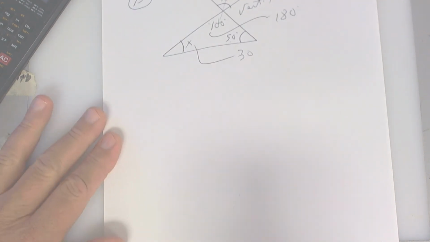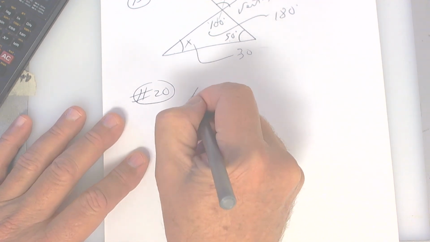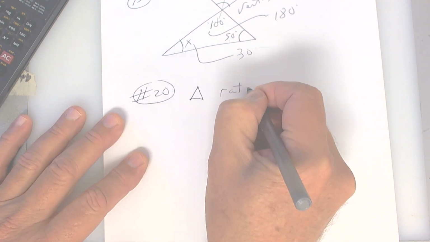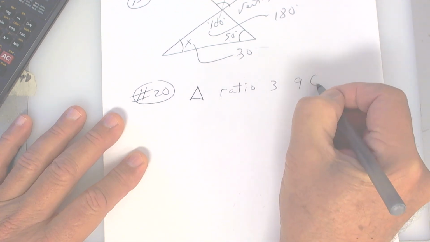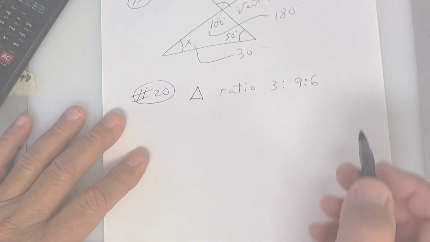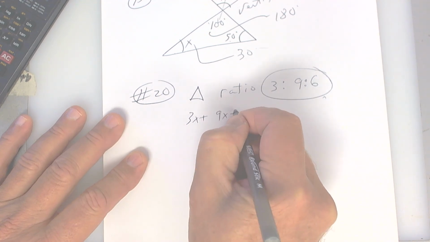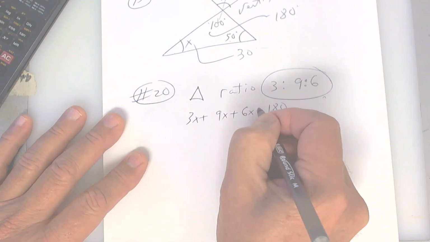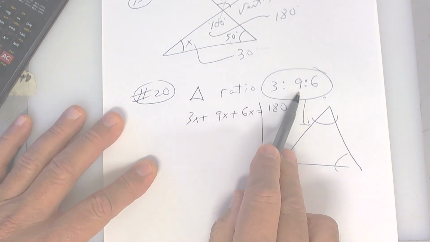There's one on your test, number 20. Write this down. It says a triangle has a ratio of 3, 9, and 6. Write this down. 3, 9, and 6. What is the measure of the smallest angle? Well, the trick here is to put x's. So put 3x plus 9x plus 6x is equal to 180. It's a triangle, and these angles are in a ratio of that. But the trick is to just put x's.